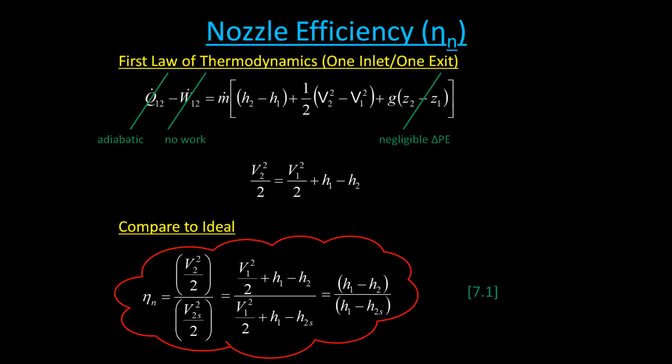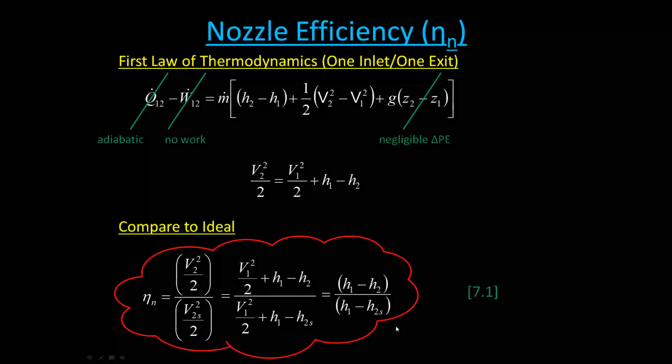Okay, that's equation 7.1 that refers to the initial part here. We can only use this second part if and only if the velocity at state 1 can be assumed to be negligible. So in general, use the first part. If you're told that the velocity at state 1 is negligible, you can use the second one.